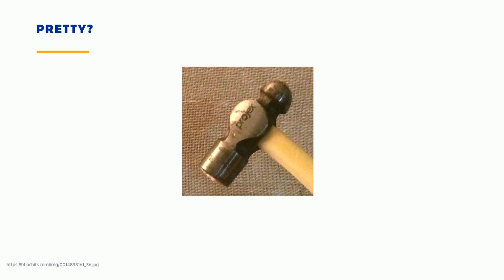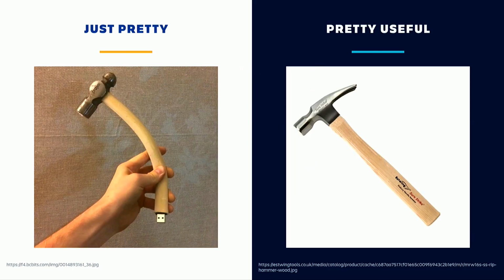If it was just making things pretty or adding more and more features, then this hammer on the left would be pretty awesome because it's also a USB stick. But I would argue that it kind of fundamentally misses the point of being a hammer. So is that a good design? Probably the simpler yet more useful one on the right-hand side is the better hammer. The point is that good design is driven by needs.